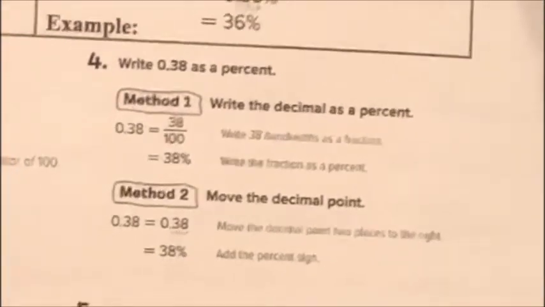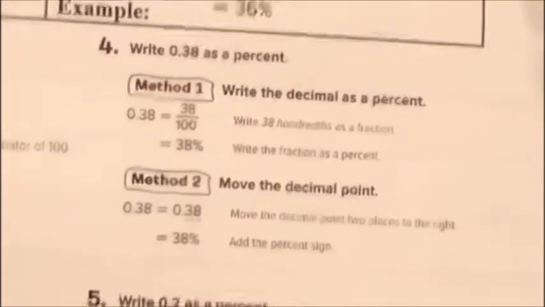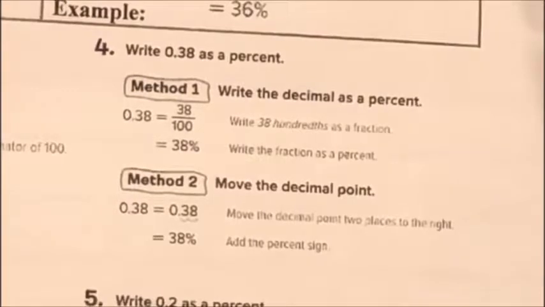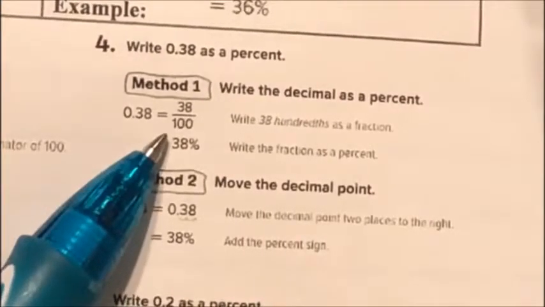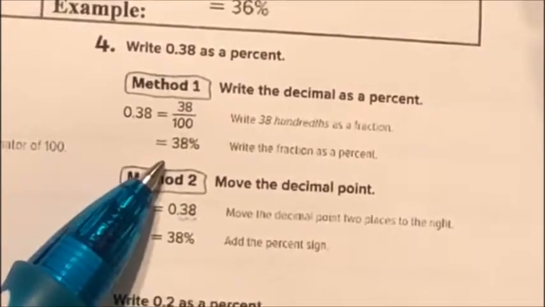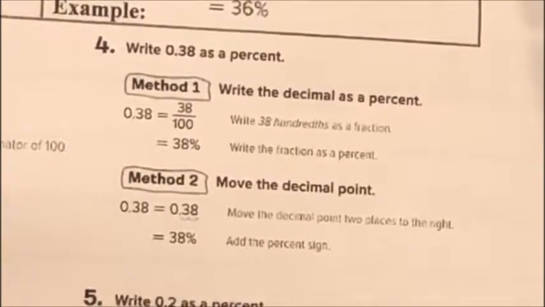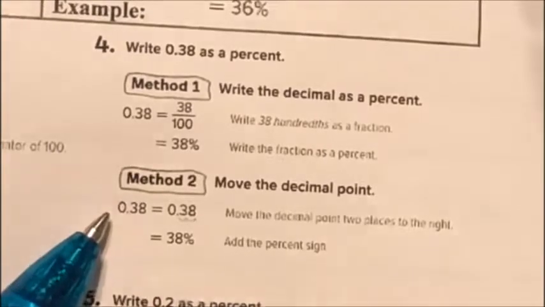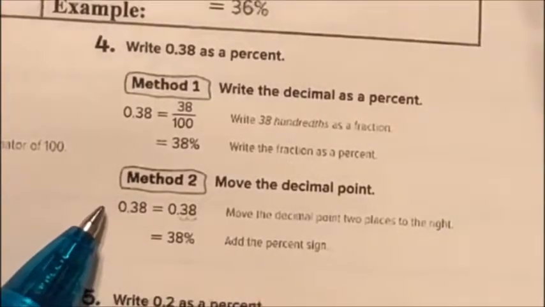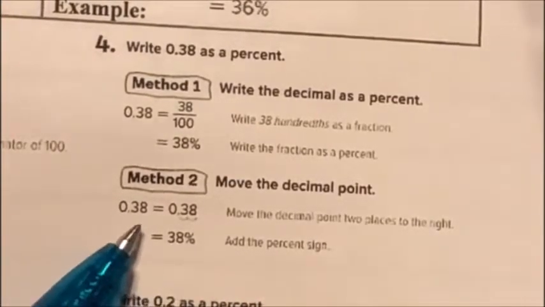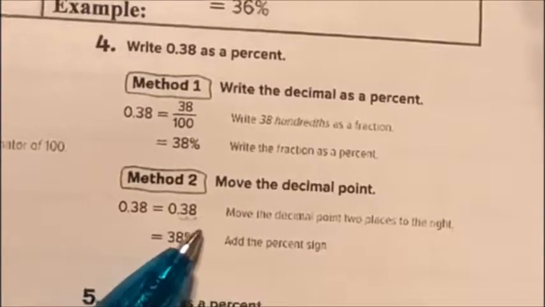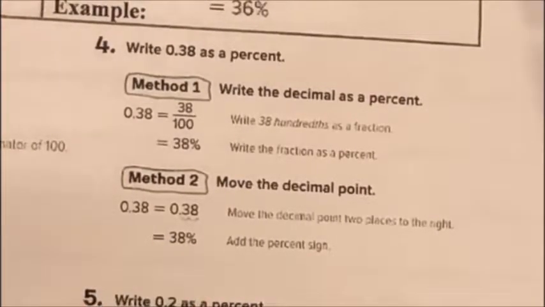Number 4 says write 0.38 as a percent. Okay, so method 1, I can write the decimal as a percent. So I take 0.38, which is 38 over 100, which is 38%. We learned about that last lesson. Or I can do method 2 and just move the decimal point 2 places to the right. If I do that, I get 38%.